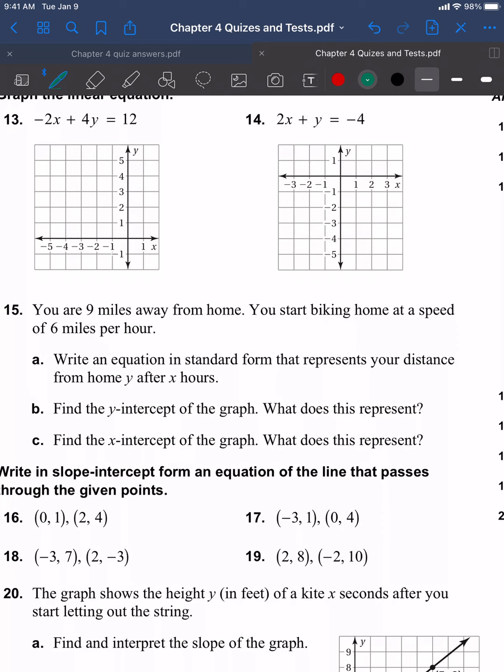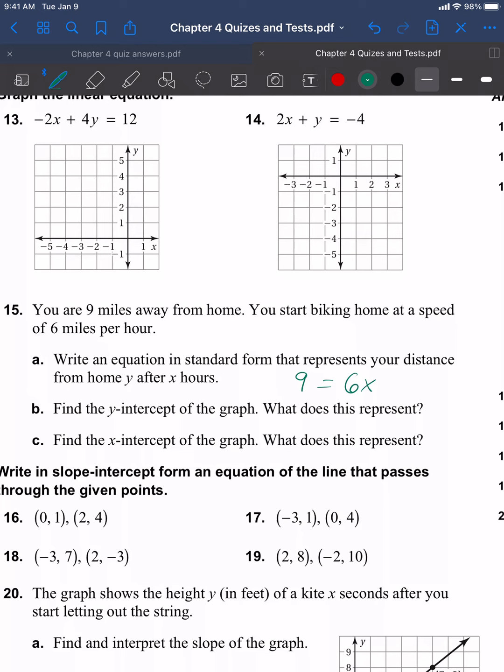So how many miles am I away from home? 9. And I know that I'm going at a speed of 6 miles per hour. So it'd be 6x, right? Yeah. And I need to get 9 miles. It's going to be like that.